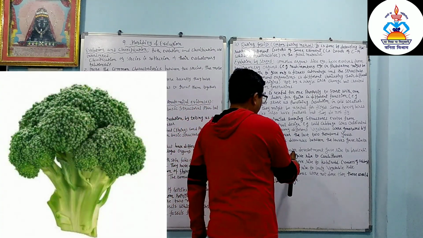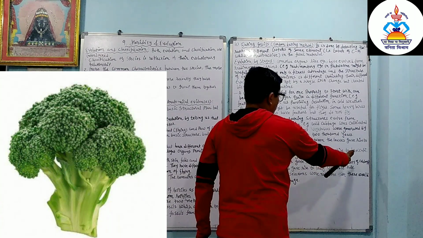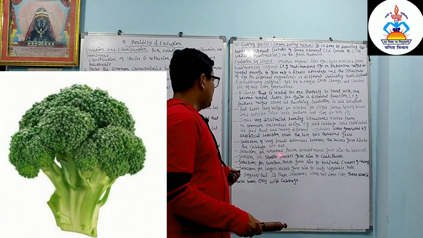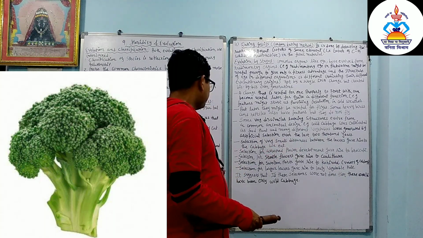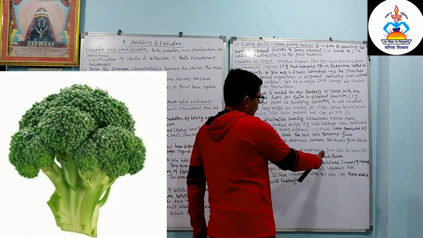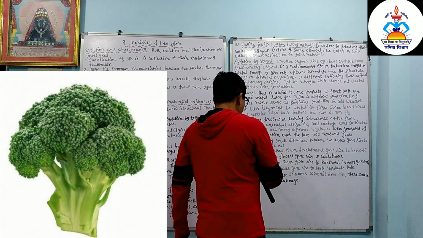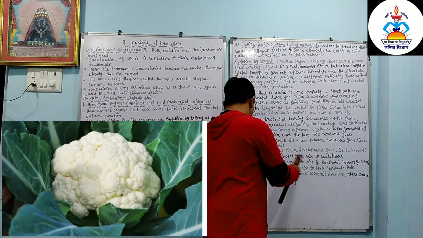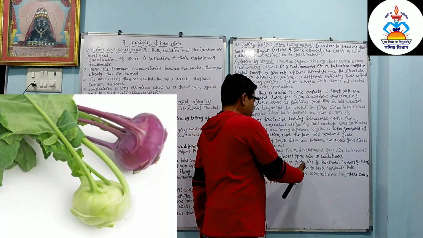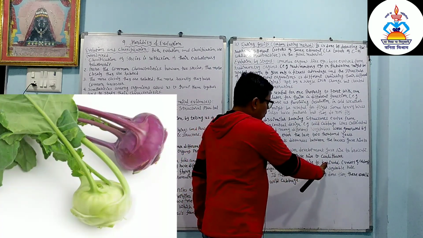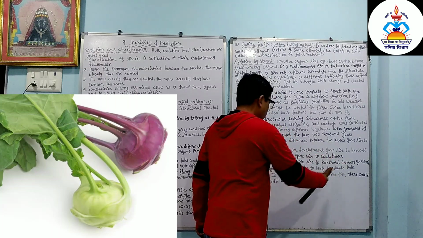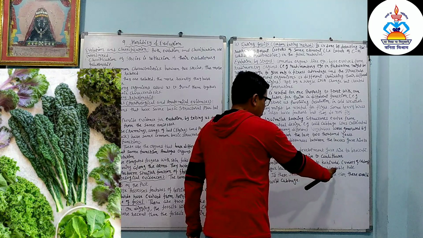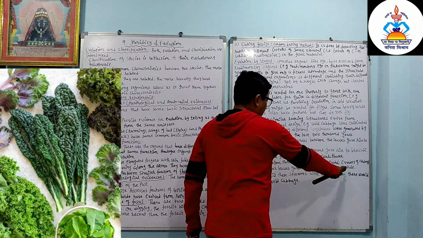Selection for arrested flower development gives rise to broccoli. Arrested flower means what? That it is stopped from becoming a flower. Selection for sterile flowers, so pollination does not occur, gives rise to cauliflower. Selection for the swollen part gave rise to kohlrabi, that is a variety of cabbage. Selection for larger leaves gives rise to the leafy vegetable called kale.